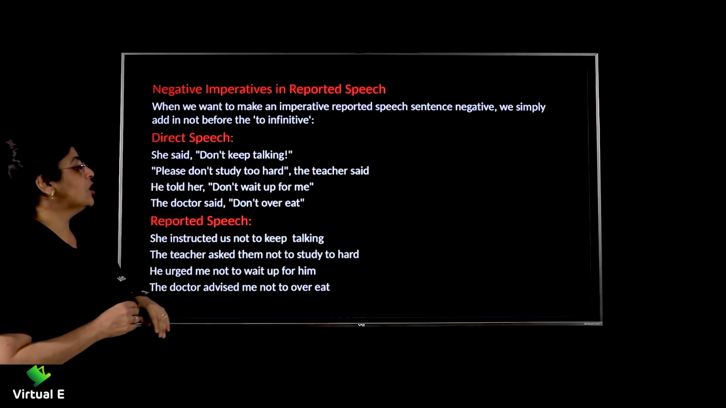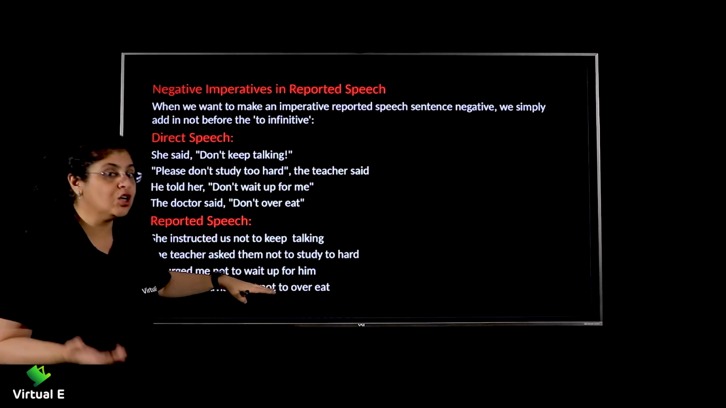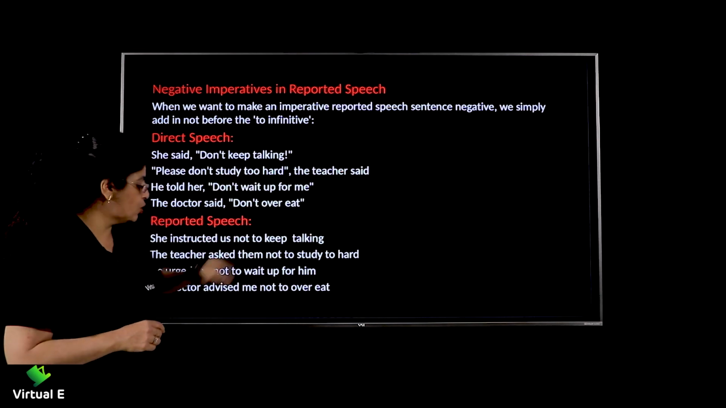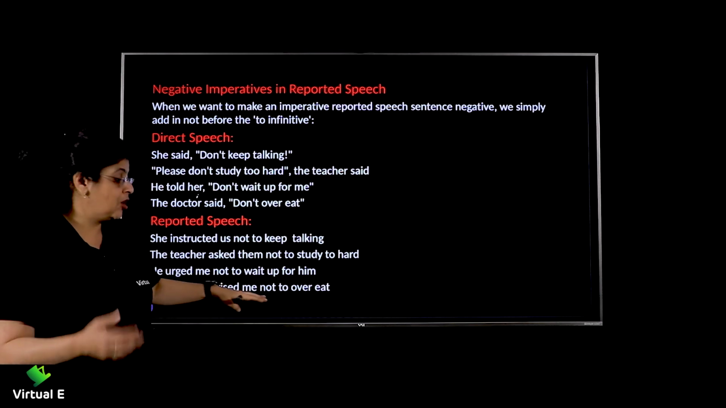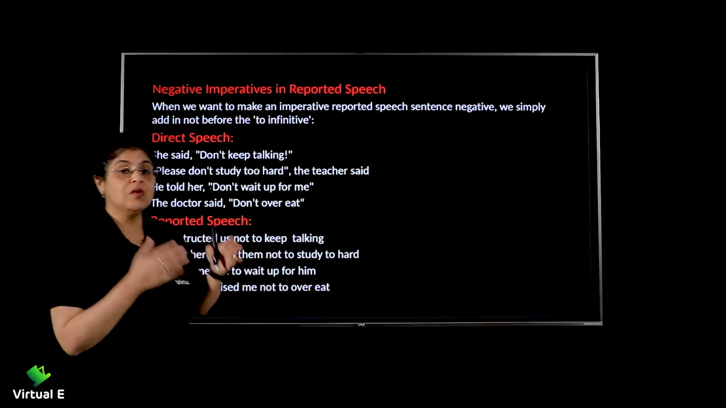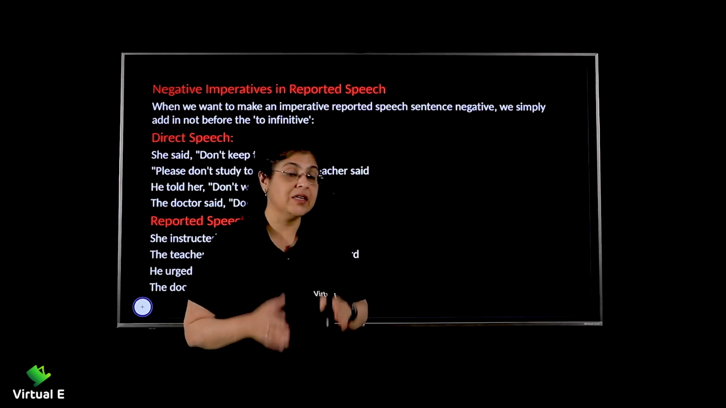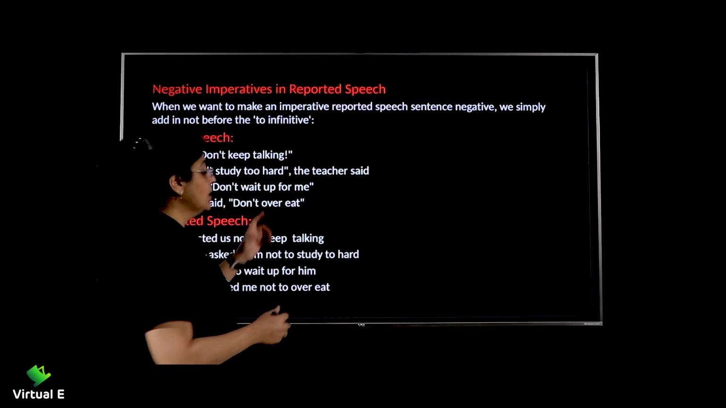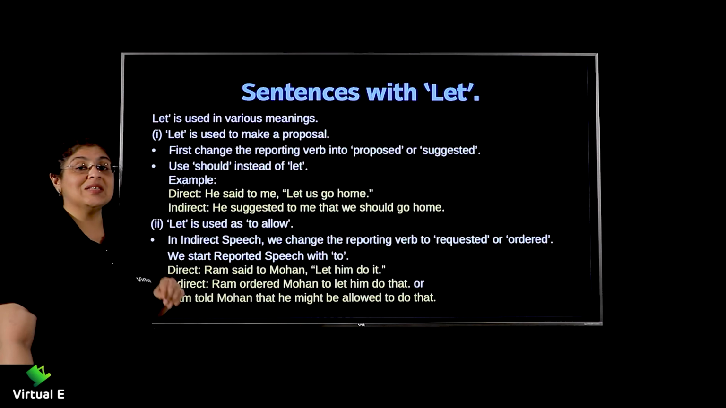"He told her, don't wait up for me." He urged me not to wait up for him. "The doctor said, don't overeat." The doctor advised me not to overeat. So it's always not plus to plus the verb, right? So it's not plus the infinitive. That's your negative imperative. Now, you also have sentences with let.